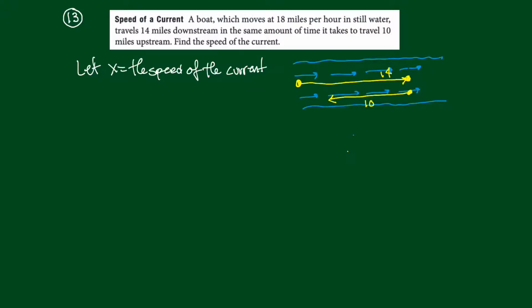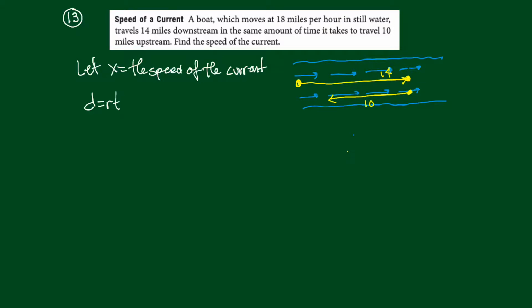Now there is something we need to know here. We need to know the distance is equal to rate times time. And this is probably familiar to you. If you're going 60 miles an hour for 2 hours, how far have you gone? The distance is 120 miles, right? So the distance you travel is equal to your rate times your time, the speed times the time. Now what I see here is that we have two different distances. We're going downstream and then we're coming back upstream.